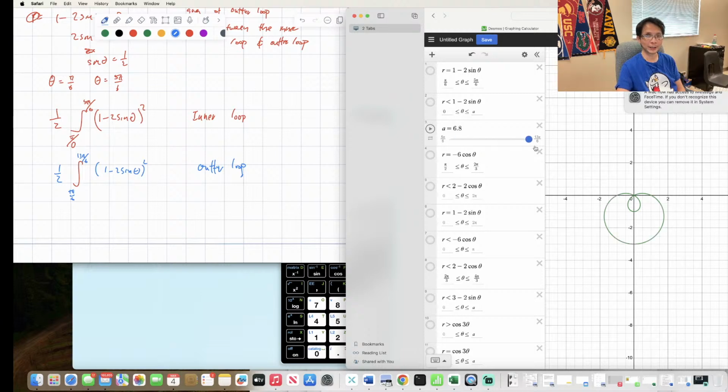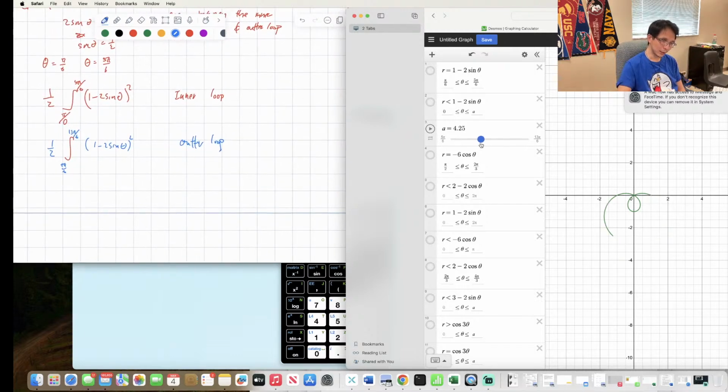So you can find the integration of the outer loop. And if you take the outer area minus the inner loop area, then you will get the area between the loops, which is this area here without this part. Does that make sense?